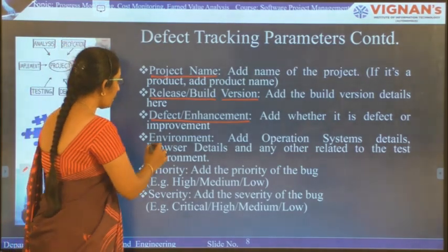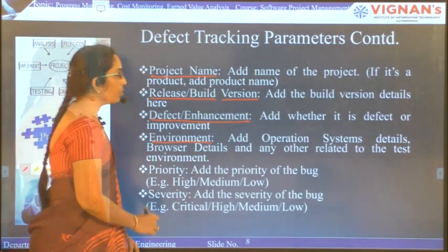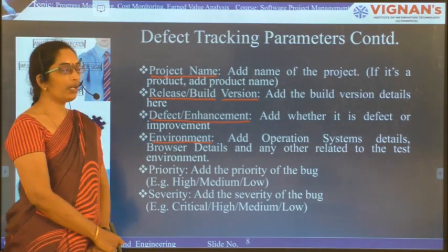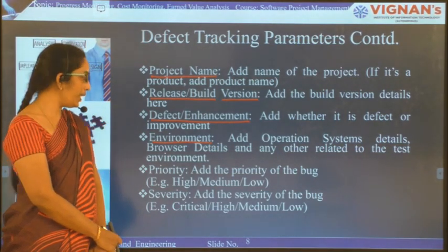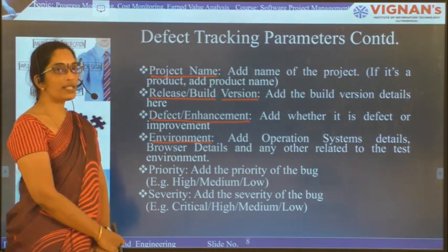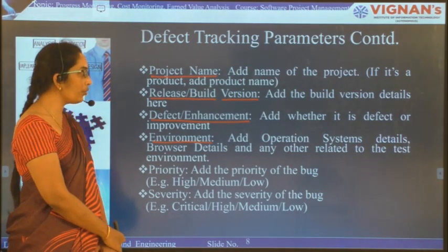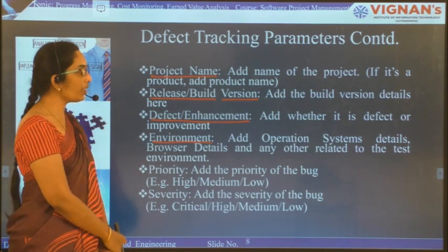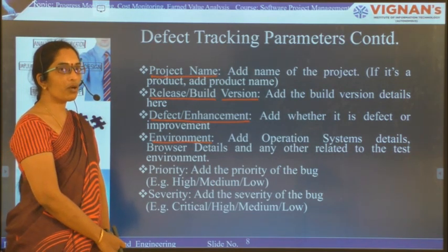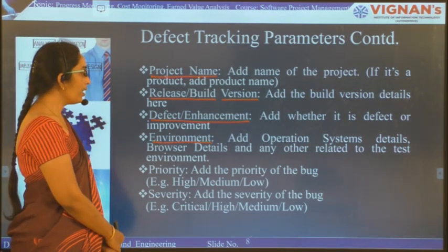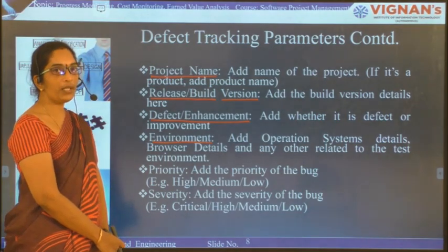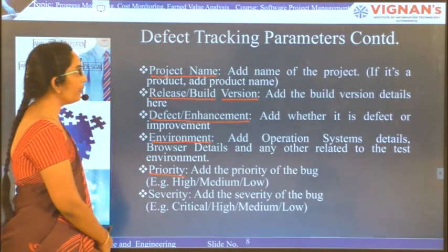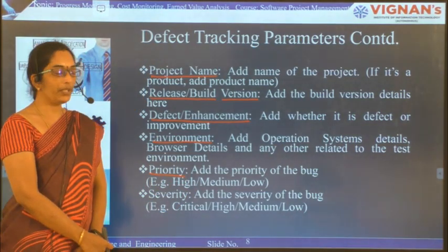And the next parameter is environment. So in this parameter, we have to add the operating system details, the browser details, and other details related to the test environment. So whatever the environment that we are using, those details should also be included in this environment parameter in defect tracking.